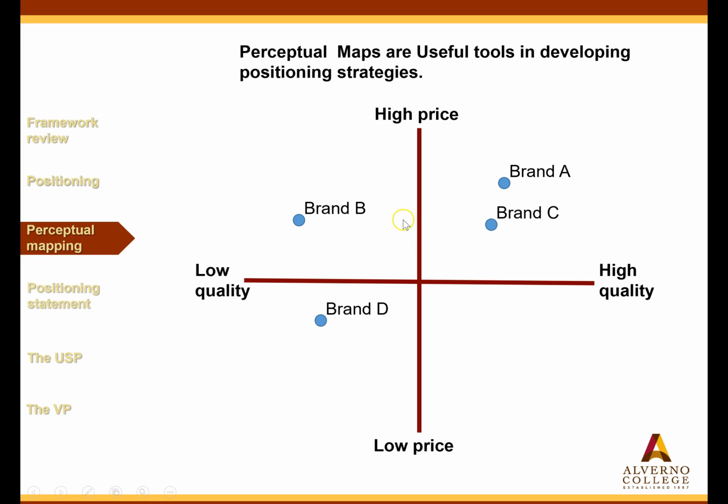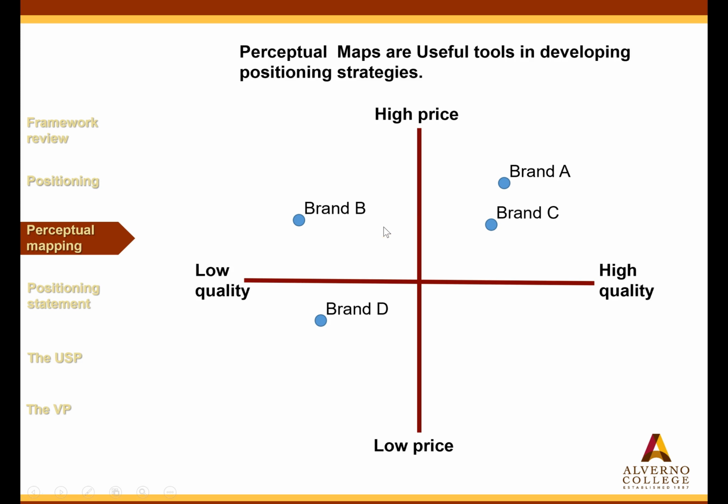So this could be, using real examples, maybe Walmart is perceived as low price, but maybe not as high a quality as other retail stores. High price, high quality, maybe this is Nordstrom's or Neiman Marcus, and maybe this is Macy's.